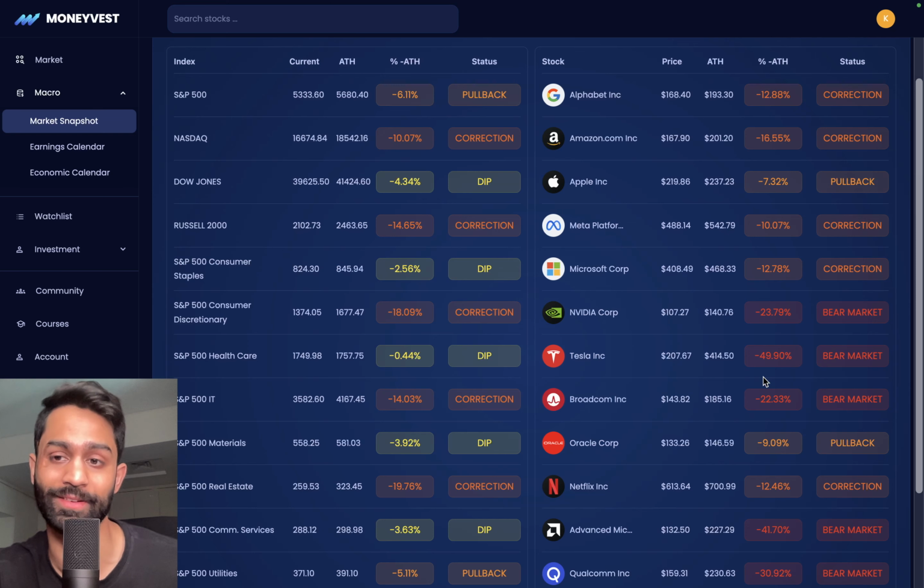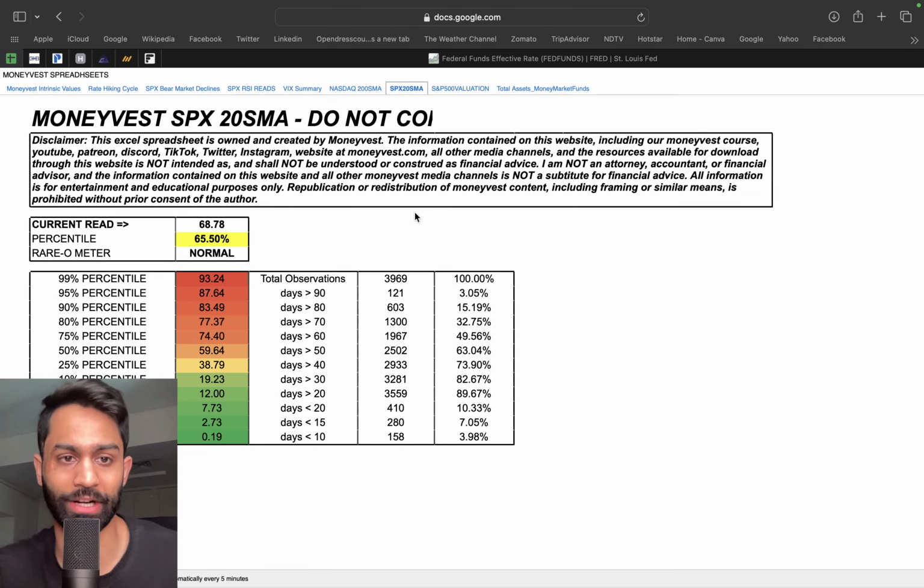And at that point, I do believe the S&P 500 to be in a bit of a correction as well, down almost 10% from its all-time highs.